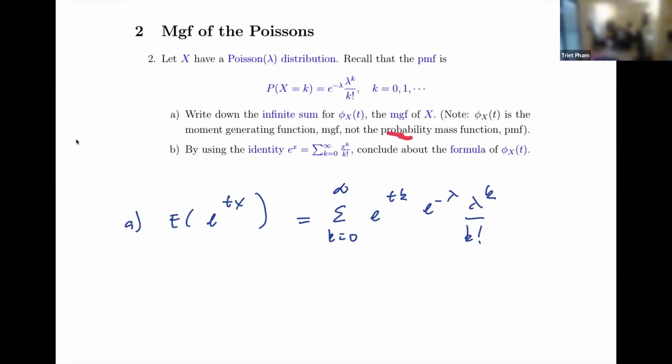And now, we would need to use some identity to write down this sum. But how will we use this identity to conclude what this sum's value is?